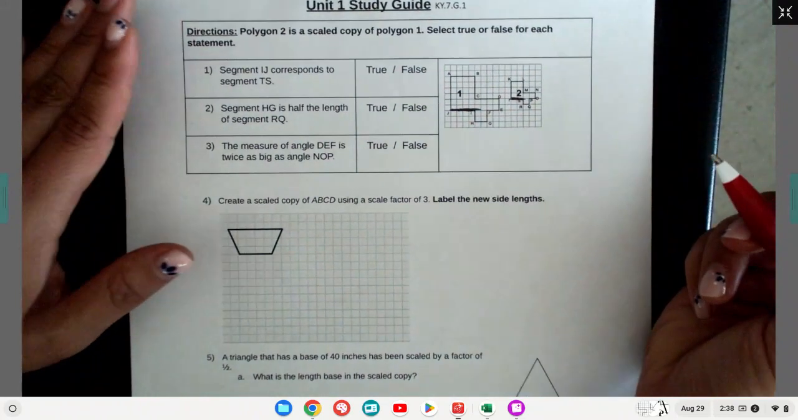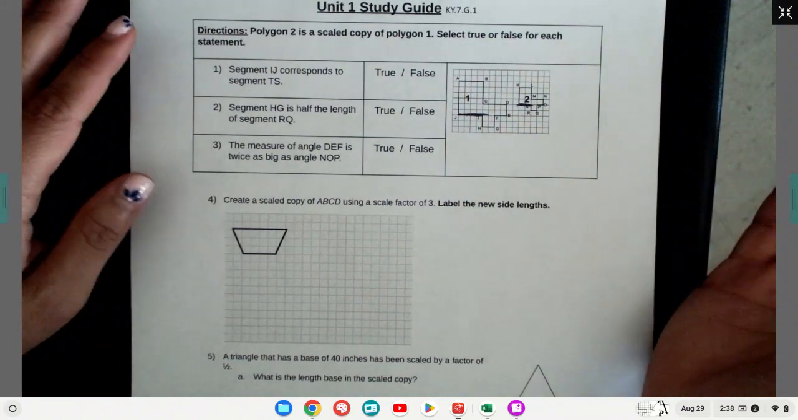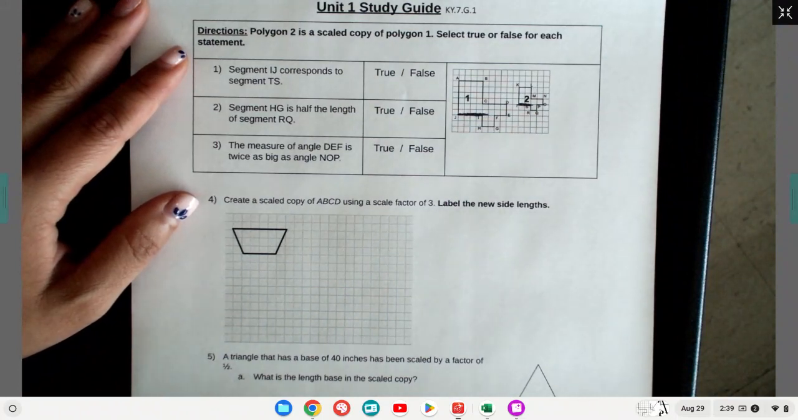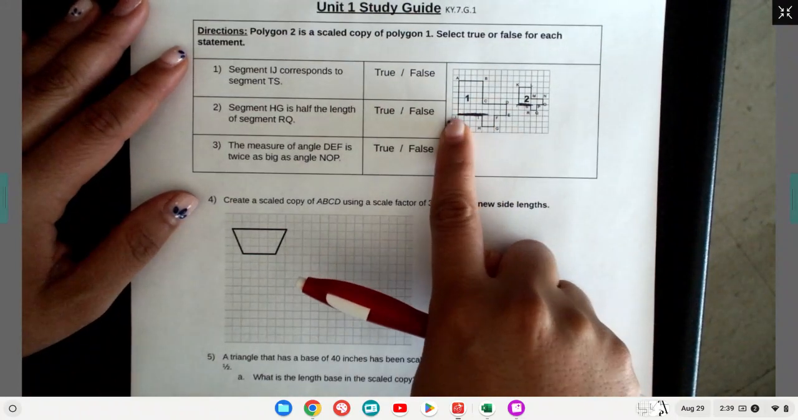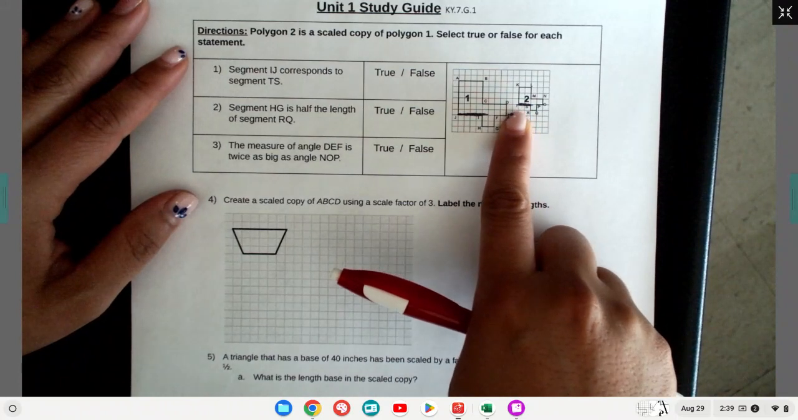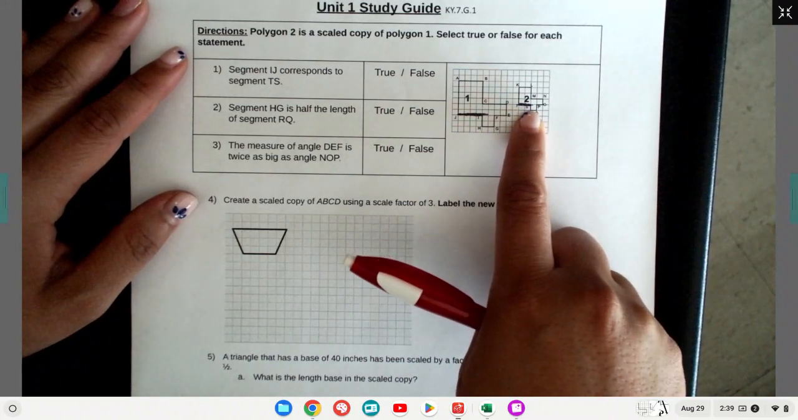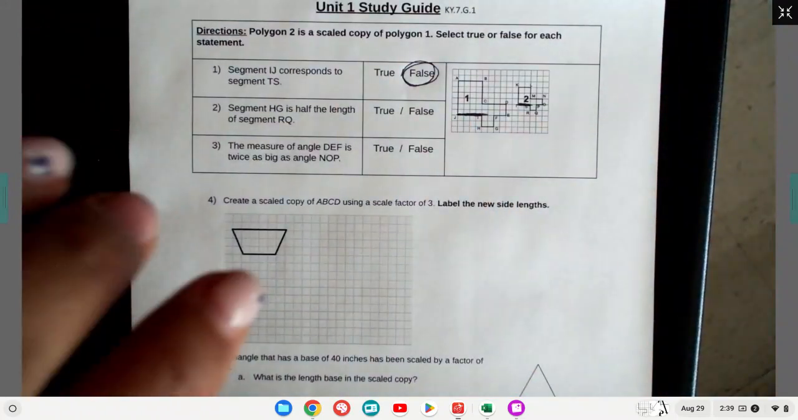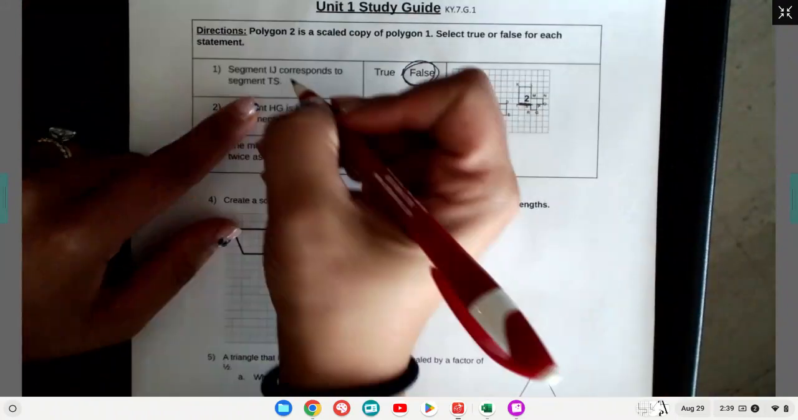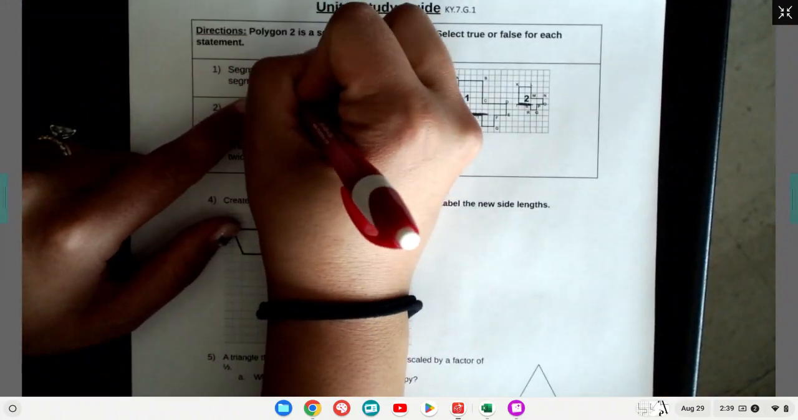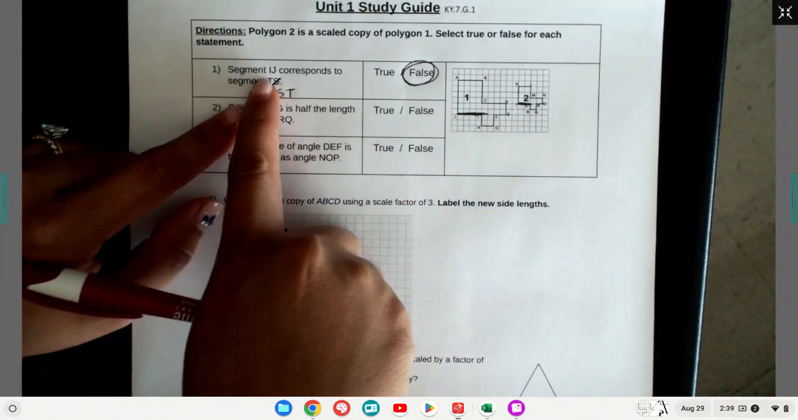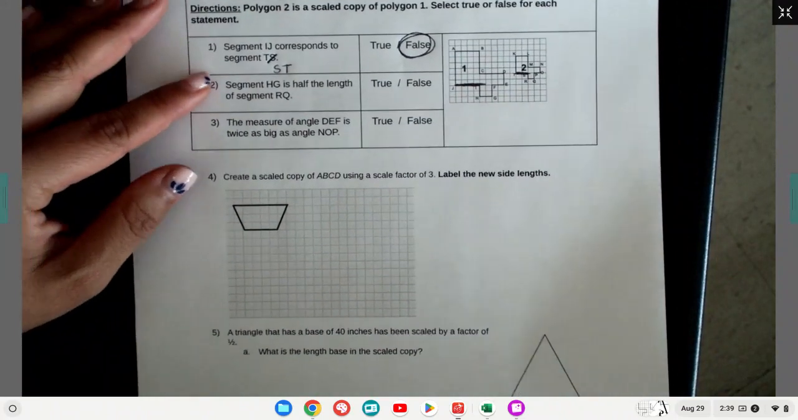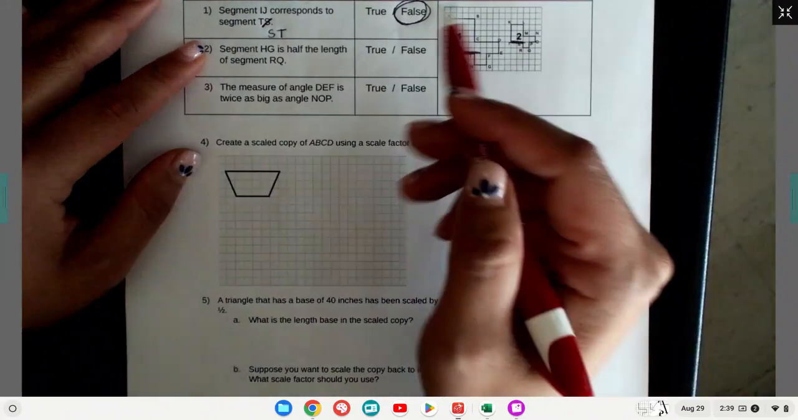TS. Now, some of you all might be like, well, they're in the same spot, but remember, we're worried about the order of the line segment. So here I started with IJ, and then in my Polygon 2, I'm talking about TS. I am going to circle false for this because the order IJ needs to be followed. If I want to make it true, this should be ST. This would make it true, but because it says TS, that order is not correct, so we're going to mark false. Number 2 says segment HG.